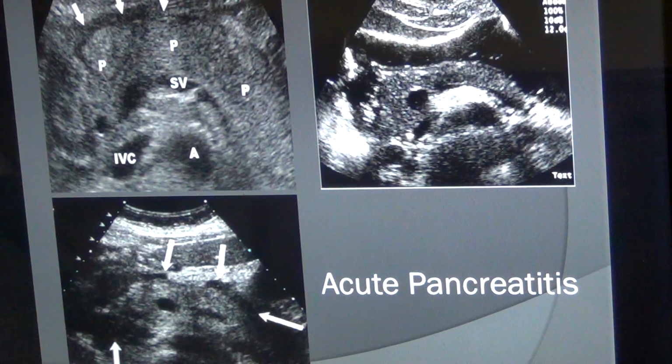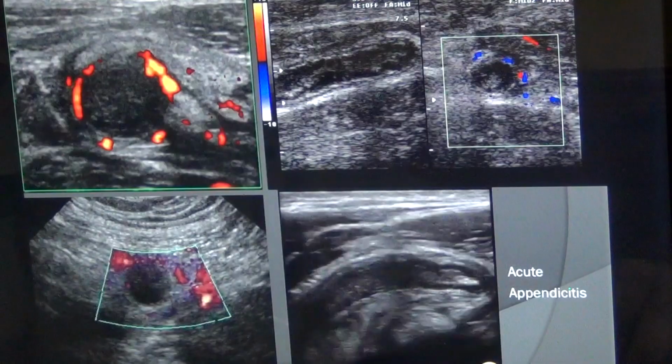Make sure your findings correlate with the patient's history and your physical examination. Then you will be the best sonographer. Next.